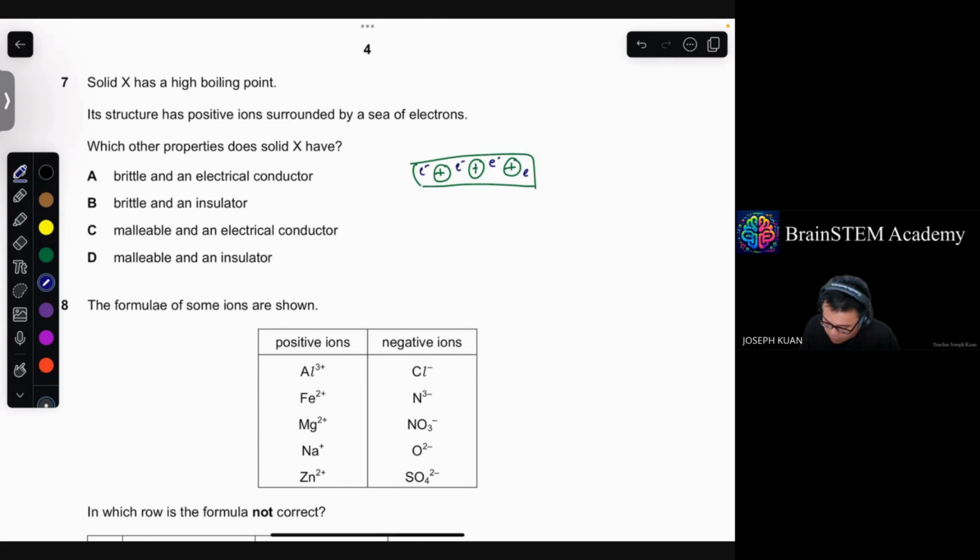Whenever you have a structure that contains positive ions surrounded by a sea of electrons, you should think of it as a metal. These are descriptions of metals. So the properties of solid X include being malleable and an electrical conductor. So the answer is C. Metals are not brittle and metals are good conductors. They are not exactly good insulators.